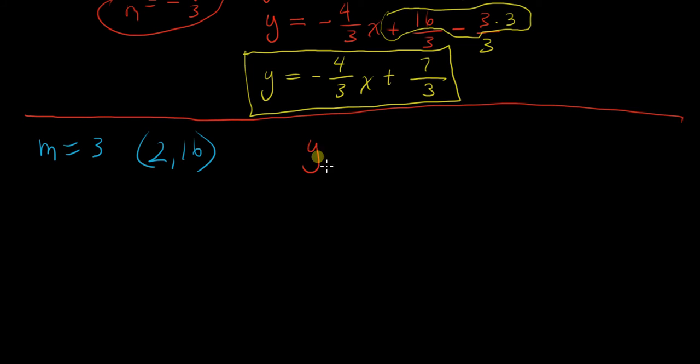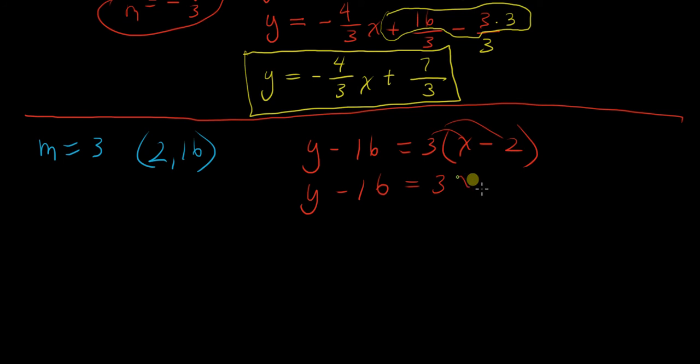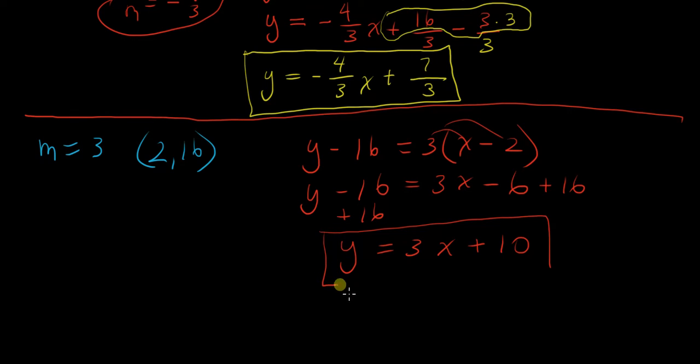So I'm going to just do y minus, I'm going to put the slope and x minus, and then my point goes here and here. So the y part goes here, the x part goes here. I distribute the 3, so that's going to be 3x minus 6. Now I'm going to add 16 to both sides, and y equals 3x plus 10. And that's all there is to it.